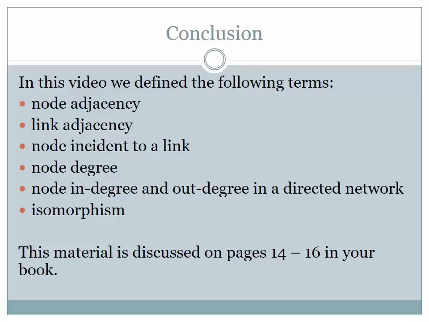So we have discussed the following terms: node adjacency, link adjacency, what it means for a node to be incident to a link, and what node degree is. If the edges have direction, then we have node in degree and out degree. And our last definition was isomorphism. This is the material discussed in your reference book or your textbook on pages 14 through 16.